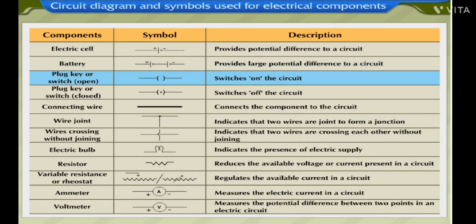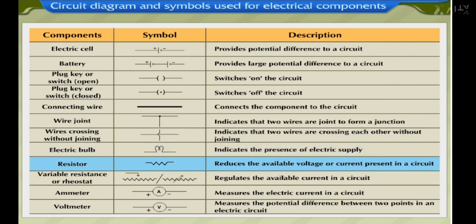A plug key or a switch, open. A plug key or a switch in open state allows the flow of current in a circuit, that is, it switches on the circuit. Plug key or switch, close. A plug key or switch in closed state stops the flow of current in a circuit, that is, it switches off the circuit. Connecting wire. A straight line represents a connecting wire between any two components of the circuit. A wire joint. A wire joint indicates that two wires are forming a junction. Wires crossing without joining. This symbol indicates that two wires are crossing each other without joining. An electric bulb. An electric bulb indicates the presence of electric supply.